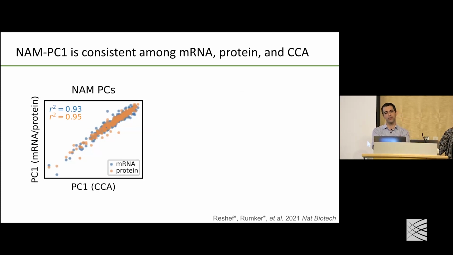So let me come back to this plot for a minute. This is us demonstrating that this PC is basically the same across the three modalities in the data set, the two modalities and the merged CCA modality. Each dot here is a sample. And I'm showing that sample's location along PC1 in the CCA representation of the data on the x-axis against that sample's location in either the mRNA, shown in blue, or the protein, shown in orange. And basically what this is showing is PC1 is the same in all three of these cases.